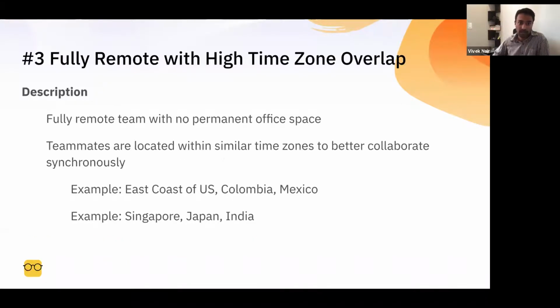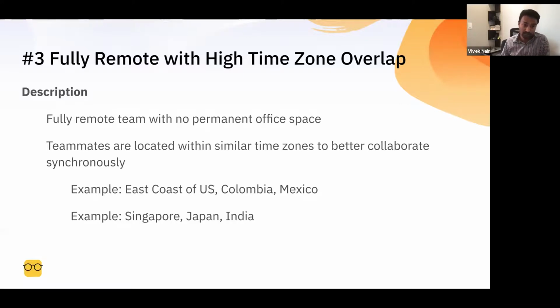Okay, so the third one is where things also get a little bit more interesting, which is fully remote teams with a high degree of time zone overlap. So these are essentially fully remote teams with essentially no permanent office space. They might have a couple of co-working spaces which are rented out, but there's no expectation that anybody actually goes into these offices, and a lot of times people won't actually. Also in this type of structure, teammates are located within similar time zones to better collaborate synchronously.